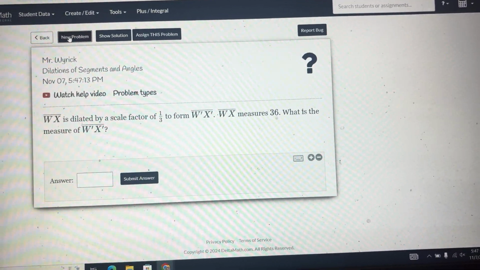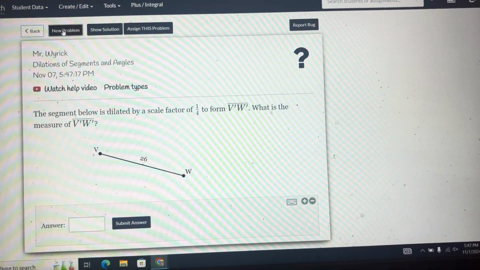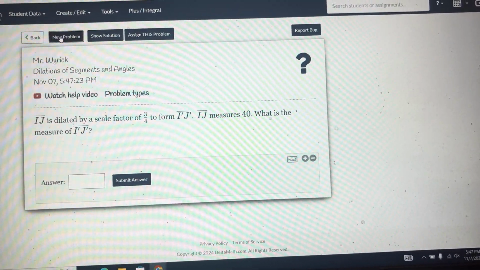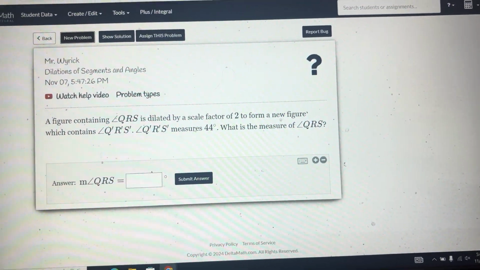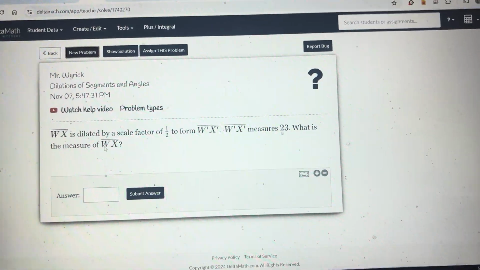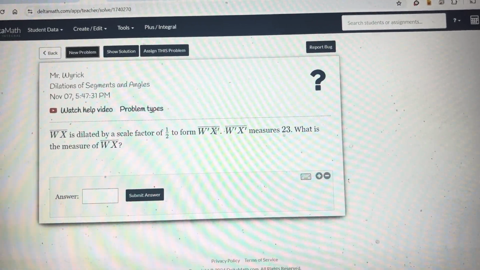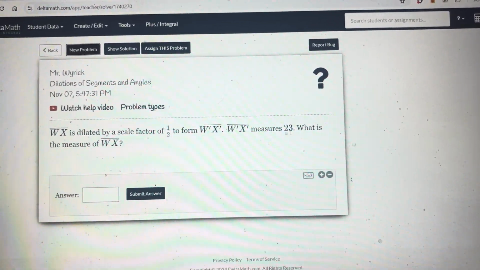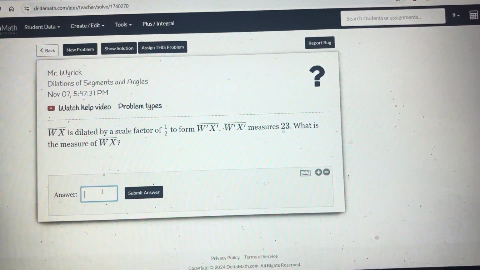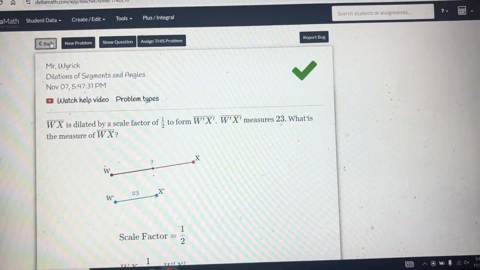Okay, you do need to be careful because there's the occasional one. Let me see if I can find it. There's one on here somewhere, and it says that it has been dilated already, and it makes you work backwards. Yes, this. Okay. WX is dilated by a scale factor of 1/2 to form W prime X prime. W prime X prime measures 23. What's the measure of WX? So after we multiplied by 1/2, we got 23. So you work that backwards, it should be 46. Okay? So that's that section.